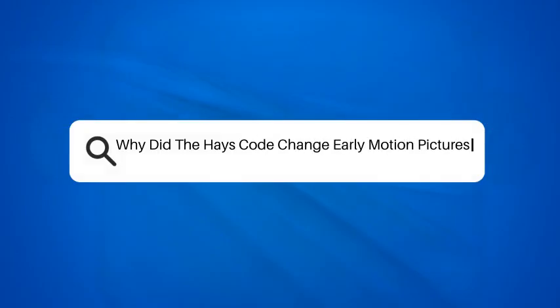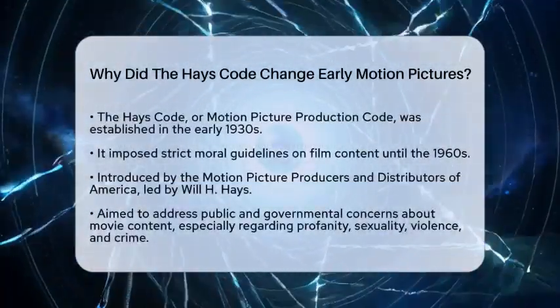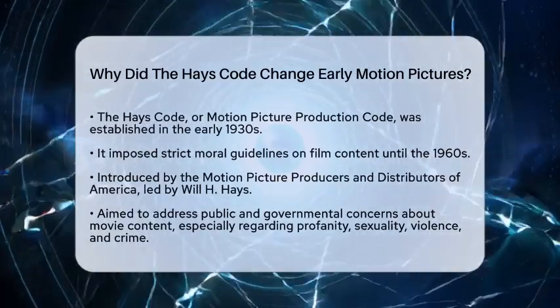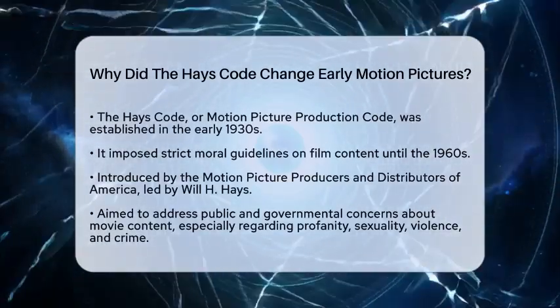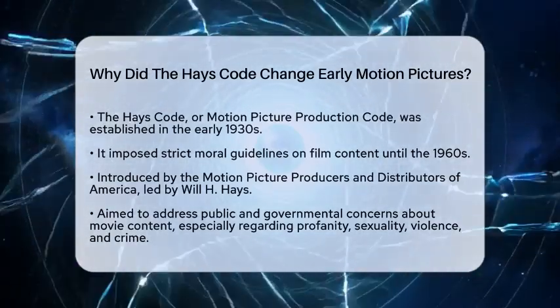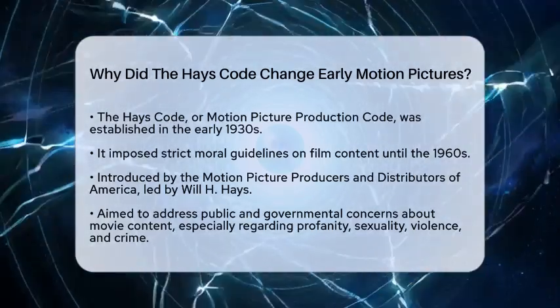Why did the Hays Code change early motion pictures? Have you ever wondered how a set of rules could change the way movies were made? The Hays Code, officially known as the Motion Picture Production Code, did just that. This code imposed strict moral guidelines on film content from the early 1930s through the 1960s.